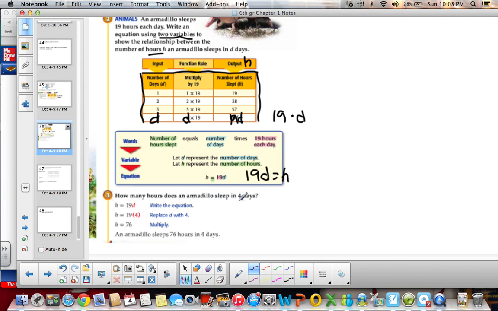How many hours does an armadillo sleep in 4 days? Well, we would take 4, so that's our D, and we would put it into our equation. So as you can see, H equals 19 times 4, so we're replacing D with 4, and we get 76 hours. So it sleeps 76 hours in 4 days. If we want to know after 10 days, we would take 10 times 19, and we would get 190 hours after 10 days.